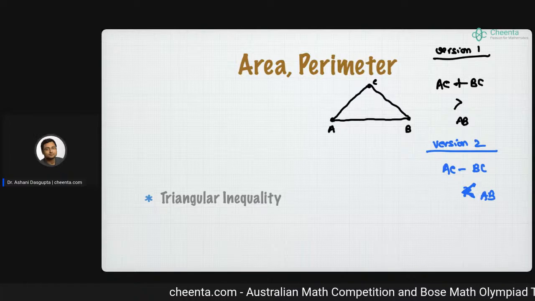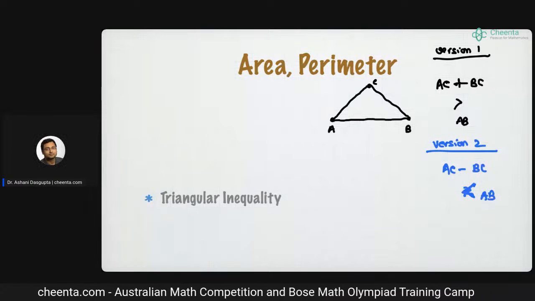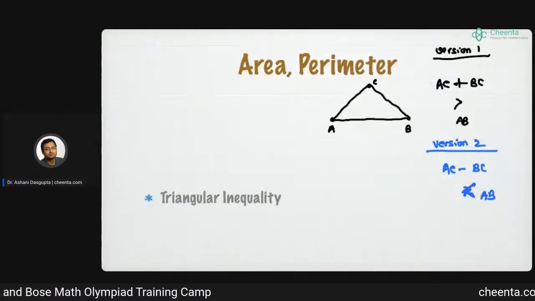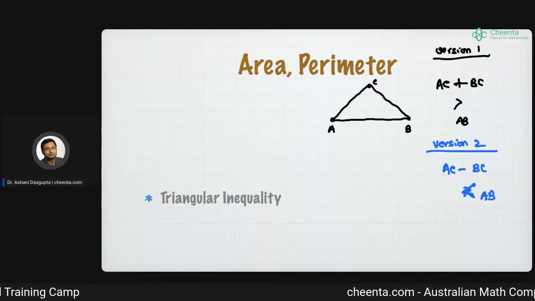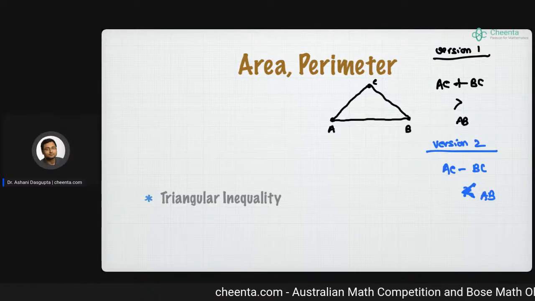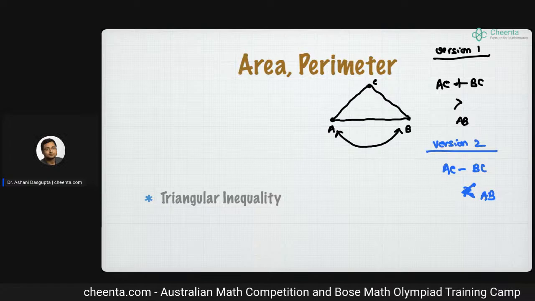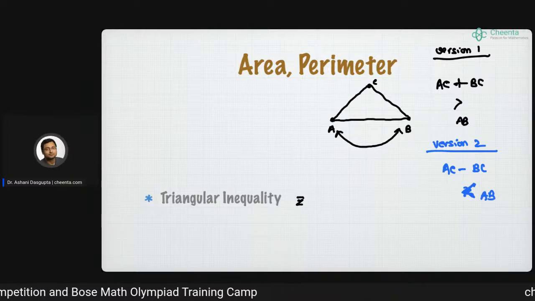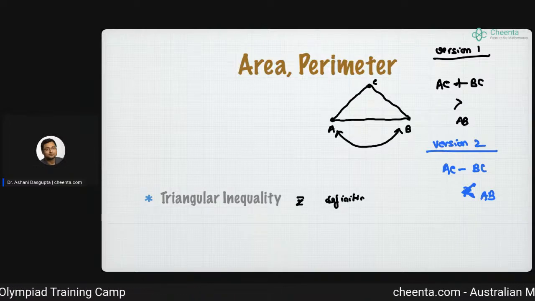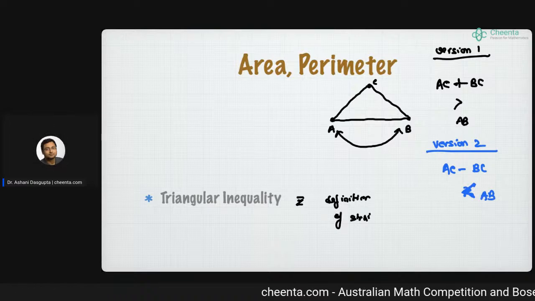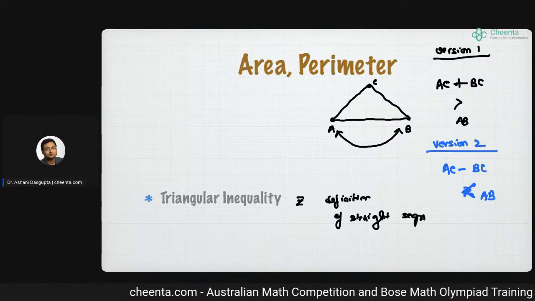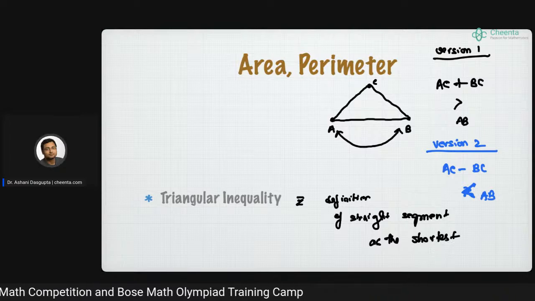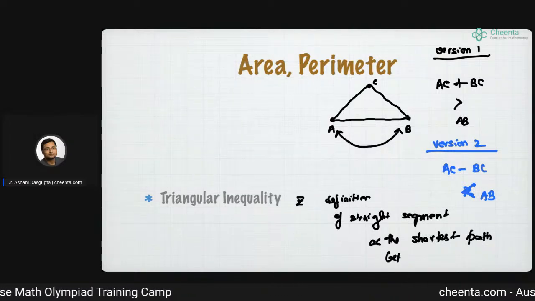Okay, Dhruv has an idea. Let's hear it from him. Okay, so we know that AB is the shortest distance between A and B, and AC plus BC is another path, and therefore it must be longer. Ah, excellent. So basically, the triangular inequality is the same as the definition of a straight line or straight segment as the shortest path between two points.